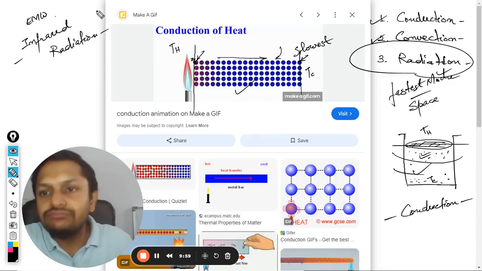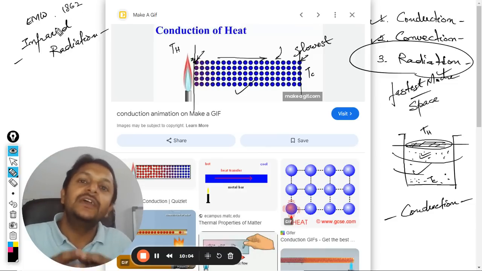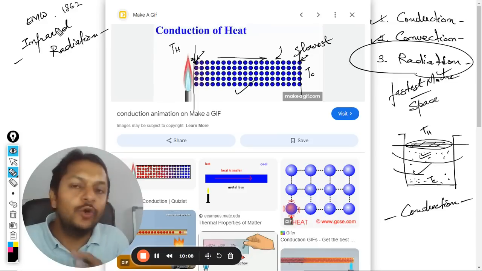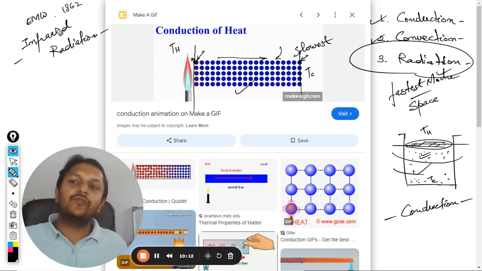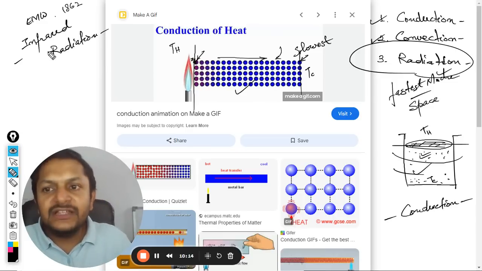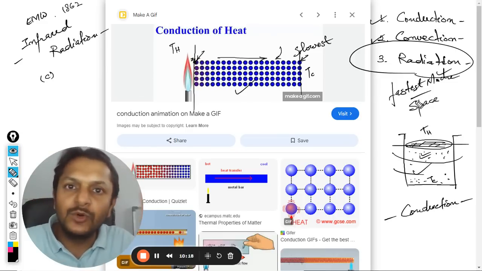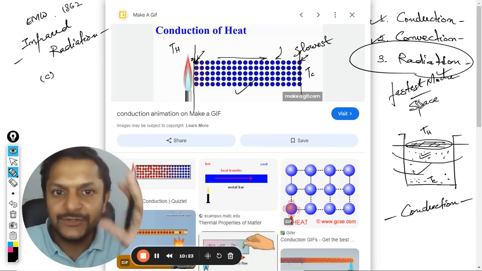This electromagnetic wave was discovered in 1862 by Maxwell, and he created this theory that no medium is required for this kind of radiation to travel. That is what radiation is. Obviously, they are traveling with the speed of light, and that is why it is known as the fastest mode of heat transfer, and it does not need any medium to transfer heat.